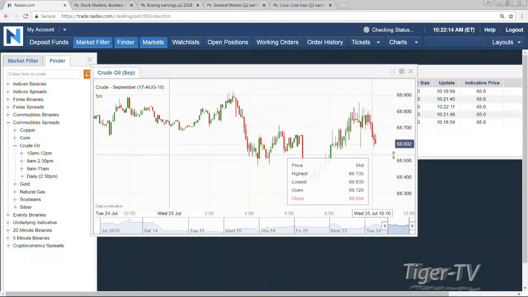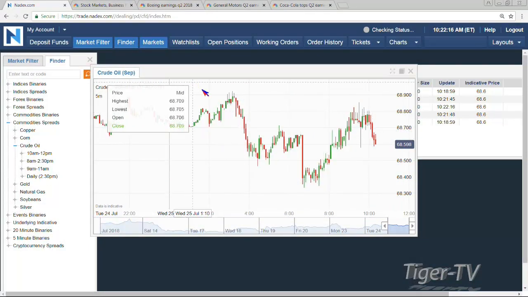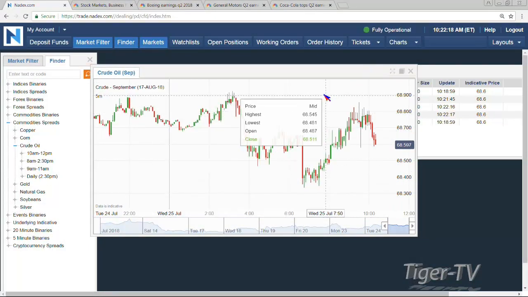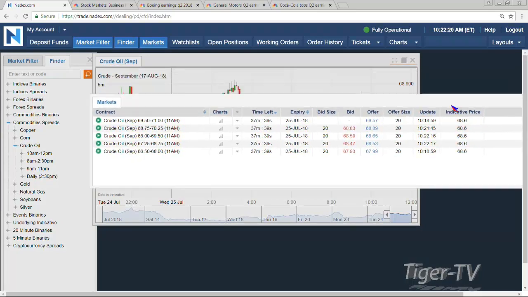Perfect. So it's 10:22 right now. We've got 8 minutes until we get those EIA numbers. We're looking at the September crude oil contract. Right now we're trading at 68.60. We've had some volatility, about 60 cents in almost both directions this morning. Crude has been very volatile recently.